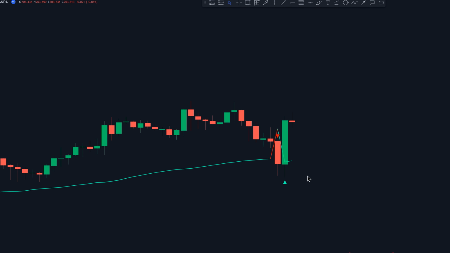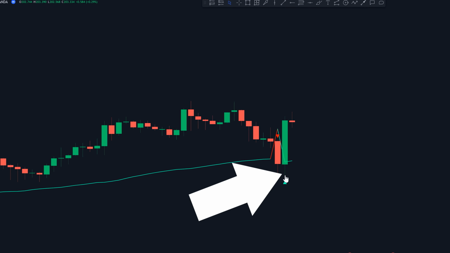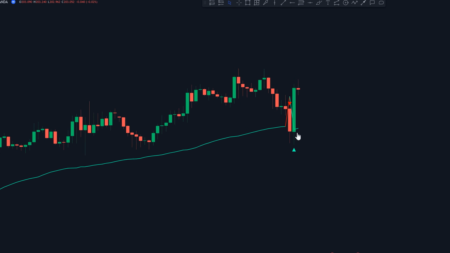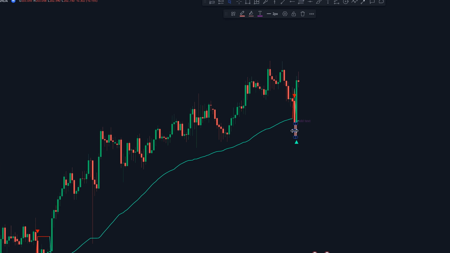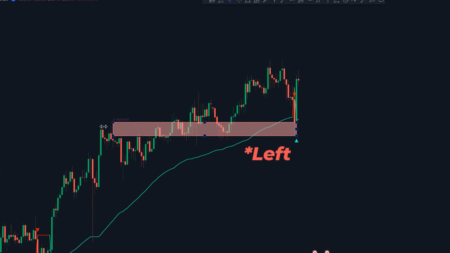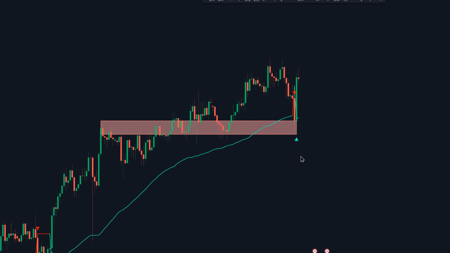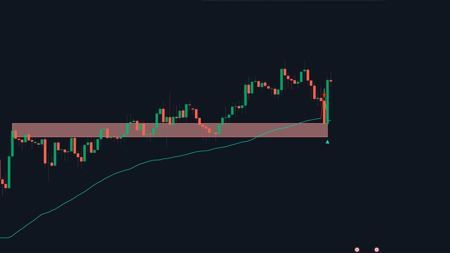Now, our last condition is that during this pullback, you want to identify the swing low of that pullback. In this particular trade example, this is the swing low. The basic idea is we want this swing low to be rejecting off of a previously broken resistance level. To confirm that, you just take your rectangle tool, draw from the low of the support level to the close of the candles, and then drag it all the way to the right. And then you want that level to touch at least one resistance level.